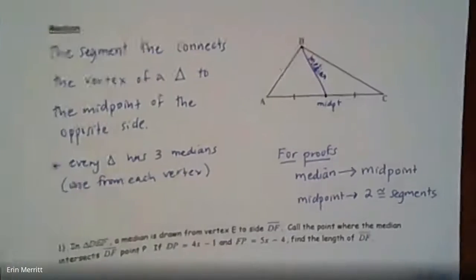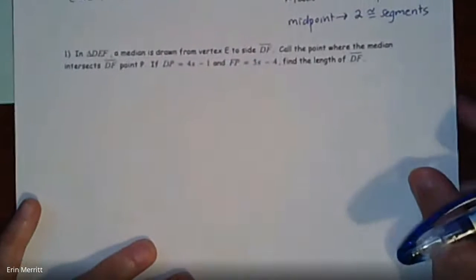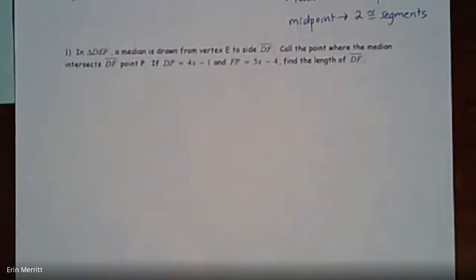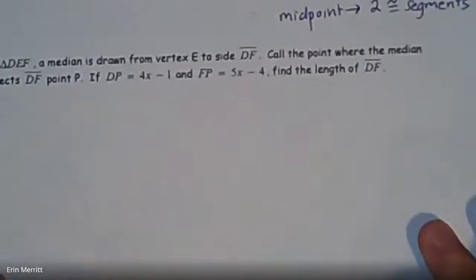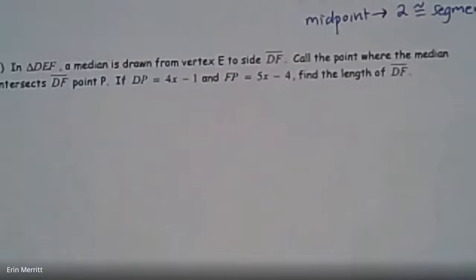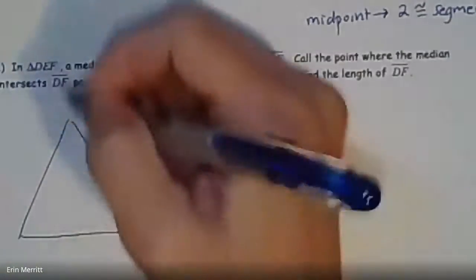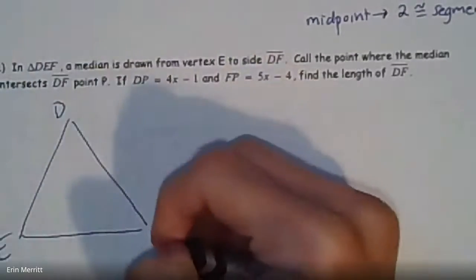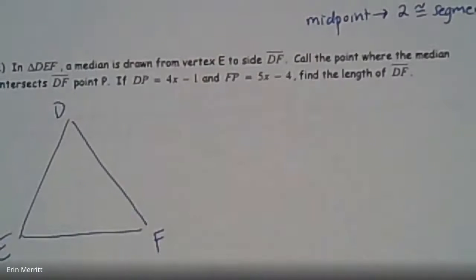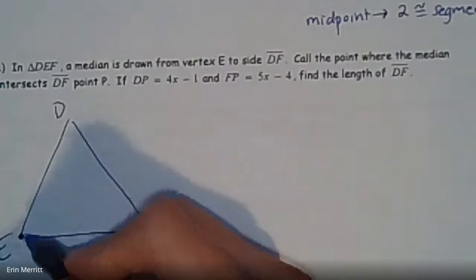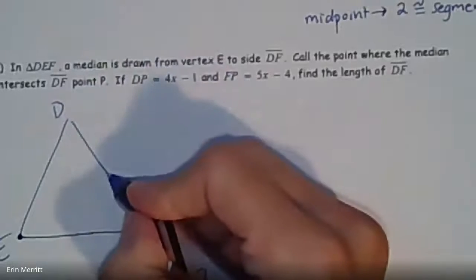All right, how we use a median, in an example here. We've got, let me see if I can zoom in just a little bit. We've got triangle DEF, and a median is drawn from vertex E to side DF. All right. So something to keep in mind. If I say here's DEF, a median is drawn from E to side DF.